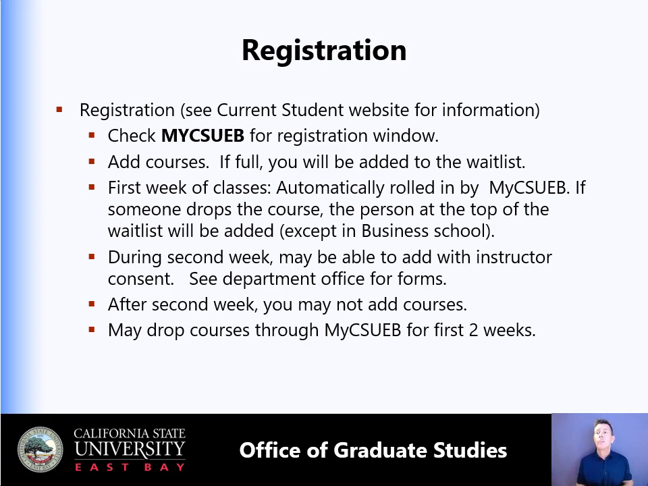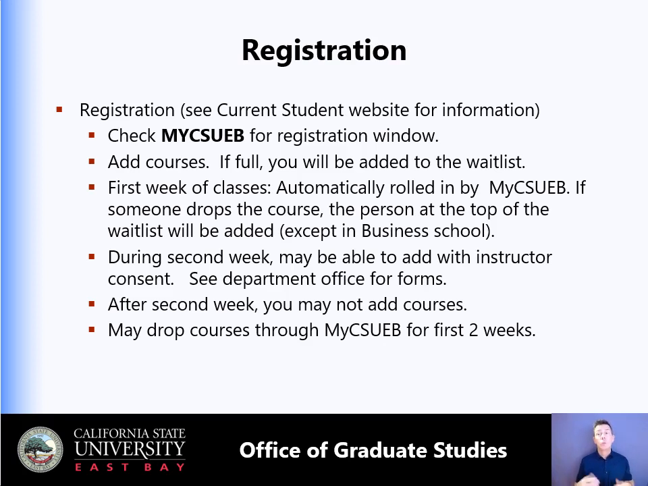During the second week of classes, you may be able to add a course if the instructor agrees. Some instructors think that you've already missed out on so much, they don't want to add any extra people in at that point. If you do want to add in the second week, you will need to get the instructor's permission. You should contact your department and they'll have an add form that you can complete and then obtain the instructor's permission. Likely this would be done via email at this point. After the second week of class, you may not add classes anymore. By the end of the second week, you've now missed out on too much material and you won't be able to catch up and be successful in the class.